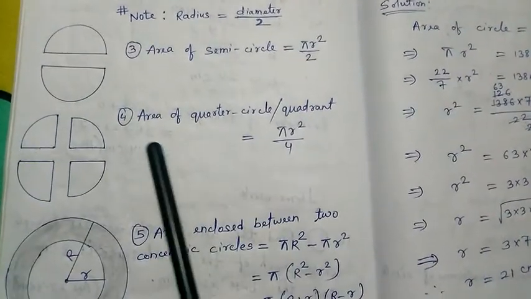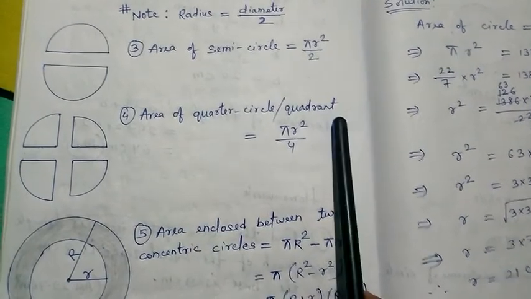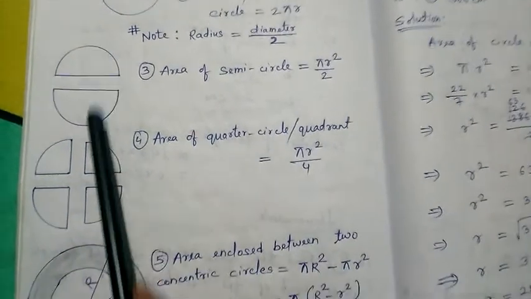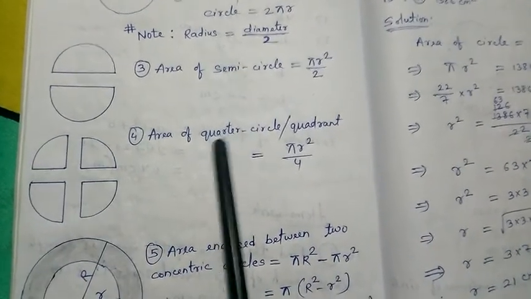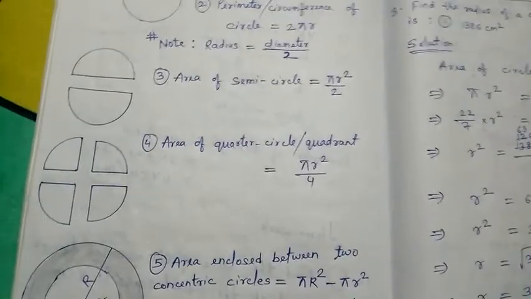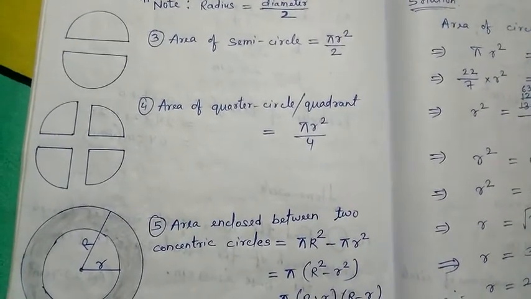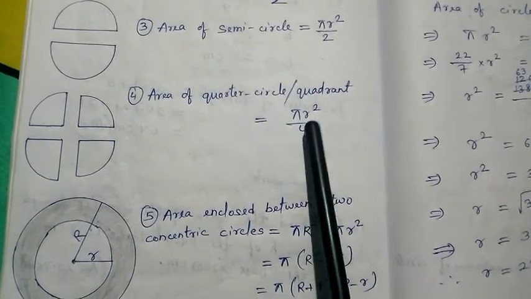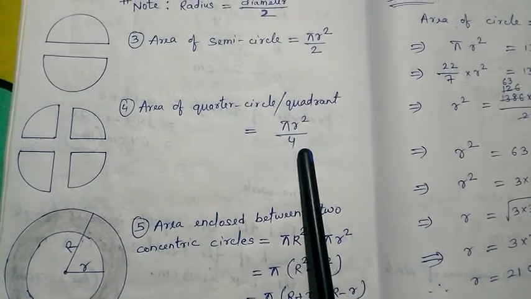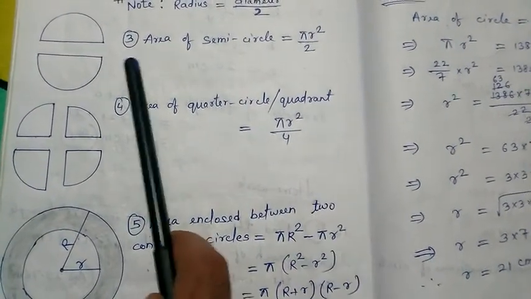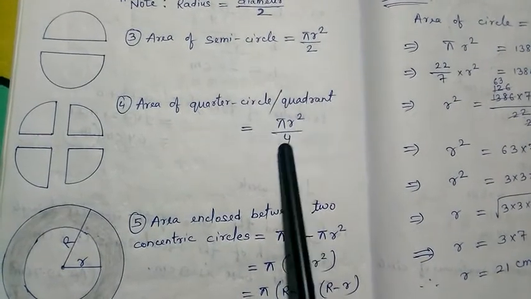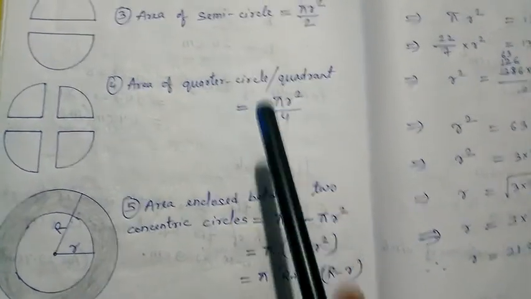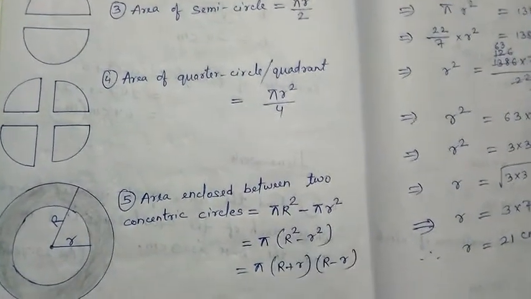Now another formula, area of quarter circle or quadrant. Half of a circle is called a semicircle and half of a semicircle is called a quarter circle, or quadrant. You can see there are 4 quadrants here. Its area is pi r square by 4. For a semicircle it is pi r square by 2, but pi r square by 4 is the area of a quarter circle or quadrant. Very important children: here by 2 and here by 4.